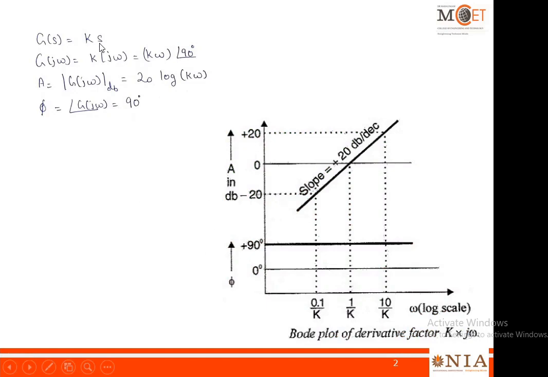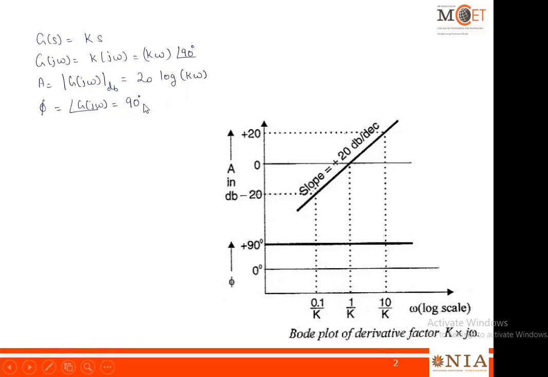The first step is to substitute j omega for s. So you get k into j omega. The magnitude of j omega is omega and the phase of j omega is 90 degrees. Ultimately the magnitude part is k into omega and the phase part is 90 degrees. So when you split and write, phase is 90 degrees and magnitude in decibels is 20 log of k omega. Now let us draw phase versus frequency.